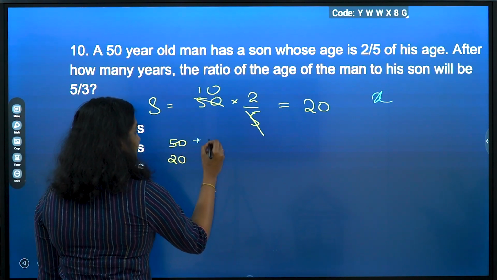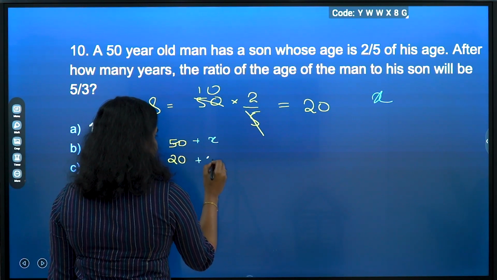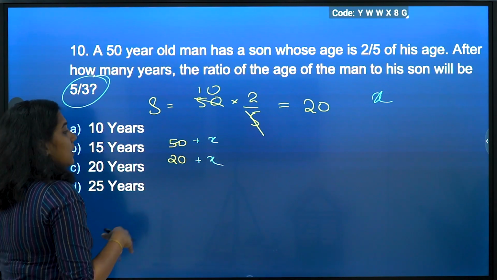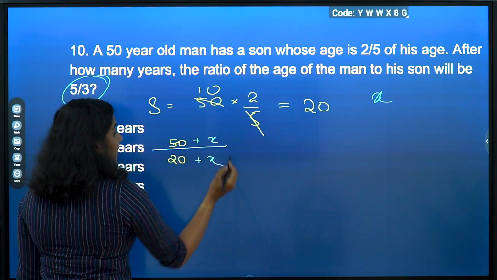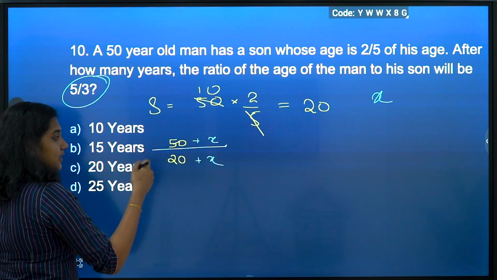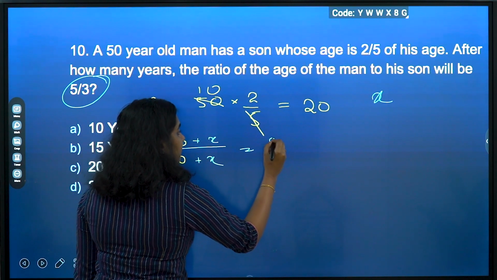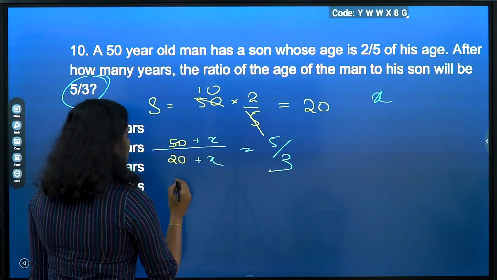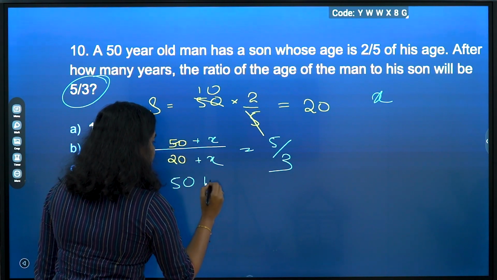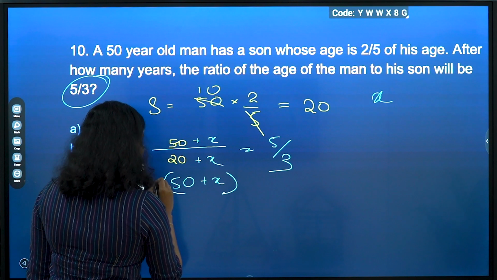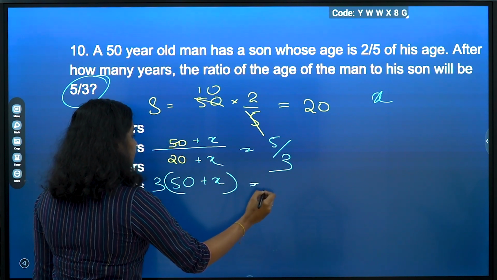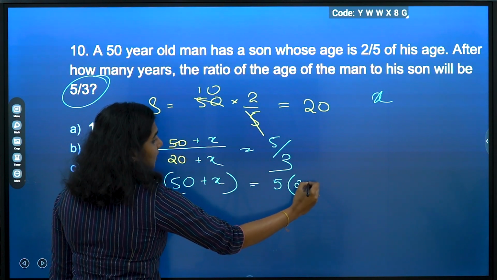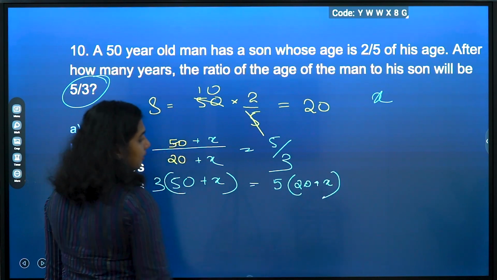So, 50 plus x and 20 plus x. So, the ratio has to be 5 by 3. That is what they are telling. So, 50 plus x by 20 plus x should give you 5 by 3. That is the question. So, now you can equate this. So, equating means 50 plus x into 3 is equal to 5 into 20 plus x.